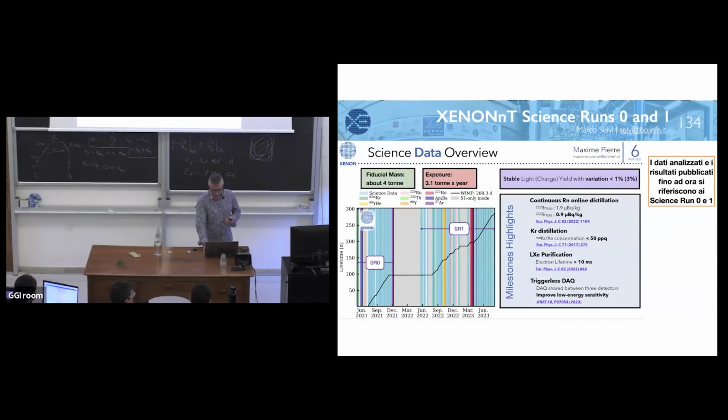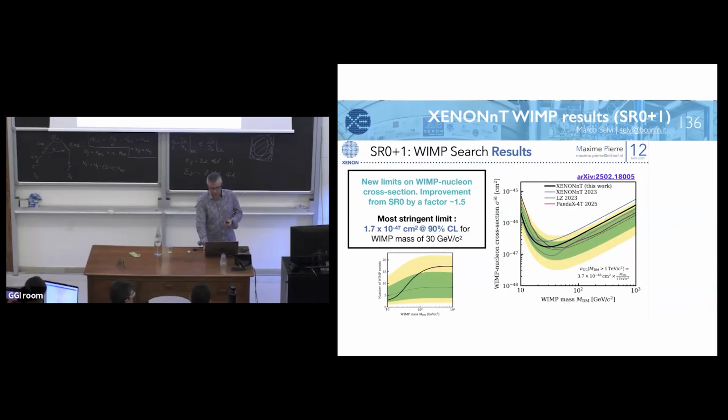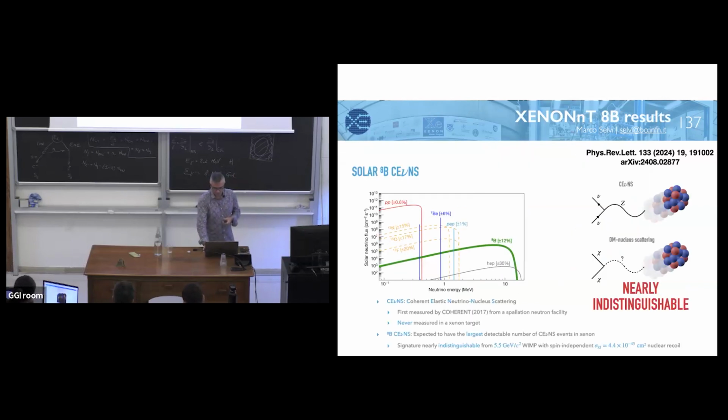We went on taking data, and this is the WIMP search that we published this year, which is not as stringent as the one of LZ, but again, also in this field, it's very important to have many detectors looking at the same parameter space. So, how can we do better? No, let's first talk about this before doing better.